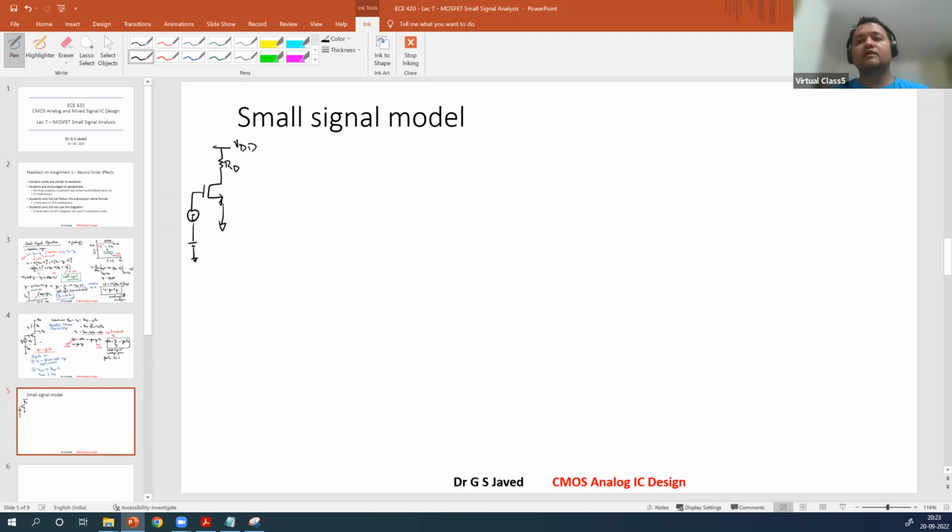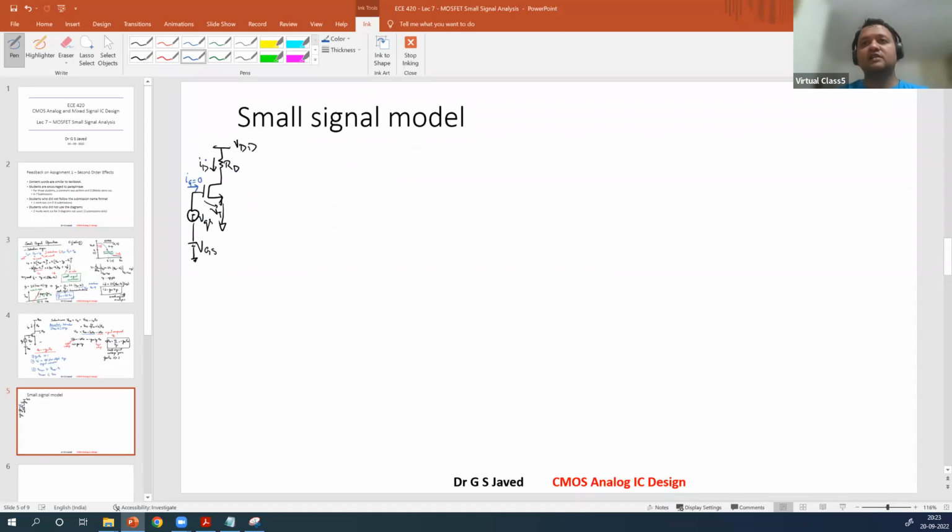VDD, RD, I capital D, small VGS, capital VGS. This is your VT, right? VGS minus VT. Now, what are the definitions that we know? The current in the gate will be 0. There is no current flow in the gate. Always remember, this will be an important factor.